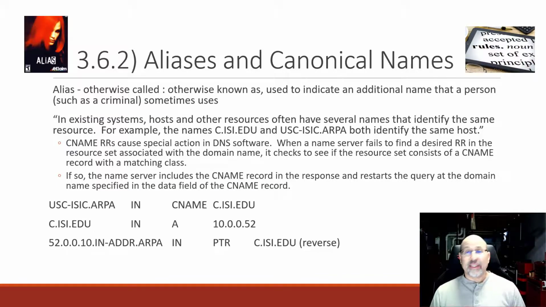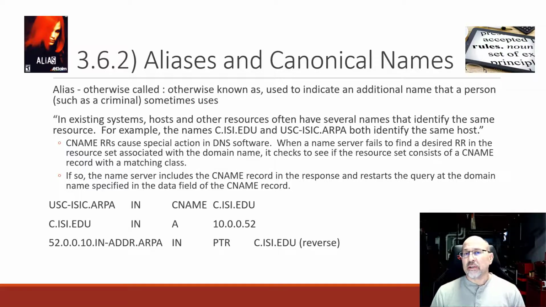Now, a lot of times when we make CNAME records, we say that we're making an alias for something. And as we can see from our dictionary definition, otherwise known as is an alias definition. But the fun part about it is what the RFC actually has to say. So in existing systems, hosts and other resources often have several names that identify the same resource. We see this all the time. For example, you give a fully qualified domain name to a printer, and then it has an IP address, but nobody remembers that. Everybody remembers it as black and white 1 or color 1, color 2, something like that.